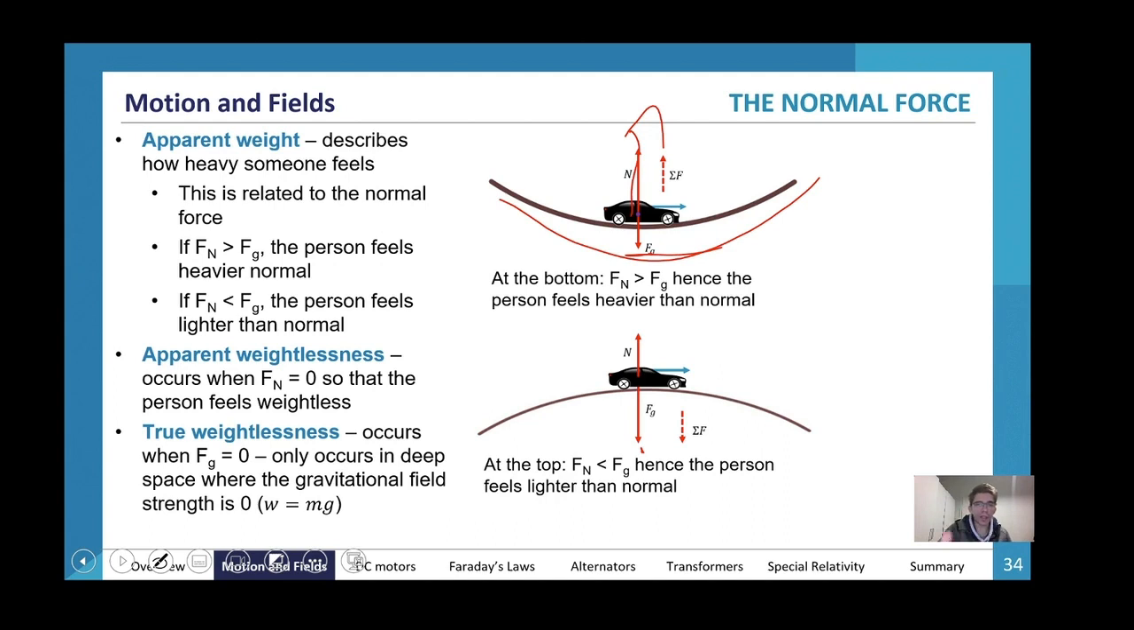Therefore, apparent weightlessness occurs when the normal force for a split second is equal to 0. But the gravitational force is not actually 0. That is true weightlessness. True weightlessness occurs when the real weight force is equal to 0.